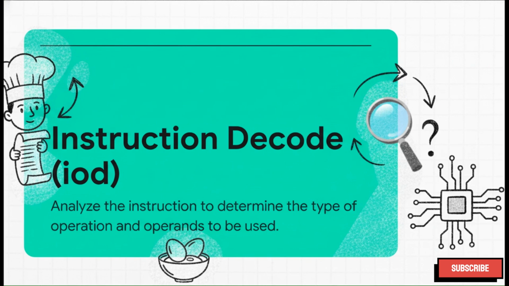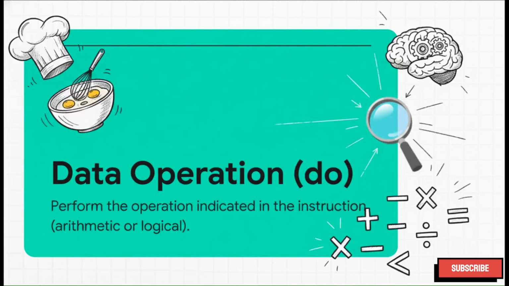Next up, instruction decode. So the chef reads the line, add 2 eggs. He has to understand what add means and that he needs 2 eggs to do it. For a computer, those eggs are called operands. The processor is decoding the instruction to figure out exactly what it's supposed to do and what data it needs to do it.